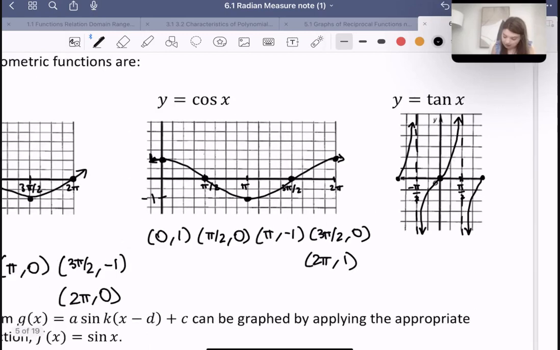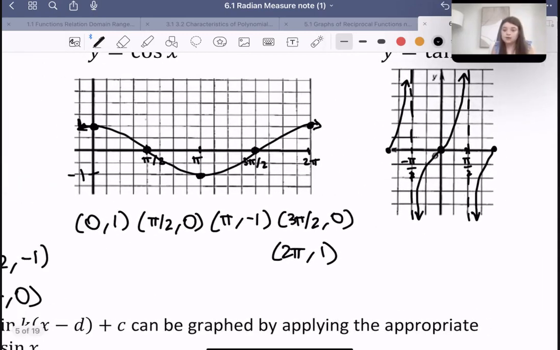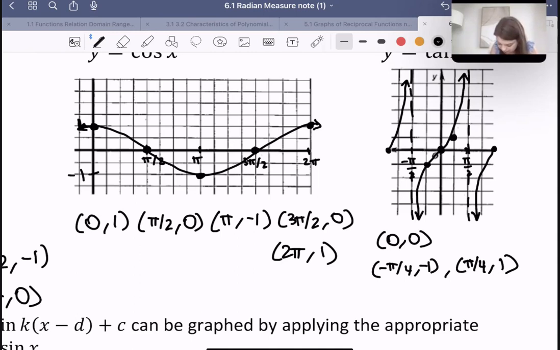As for the tangent graph, what are our key points? This might be new, so definitely pay attention for this one. 0, 0 is a key point, as is negative pi over 4, -1, and also pi over 4, and 1. So actually this should be more like that, because that is a key point. So I should make sure it looks more like it is. But there we go.